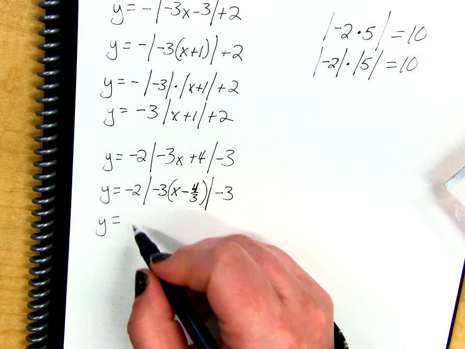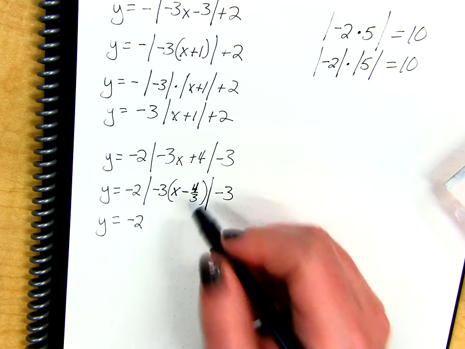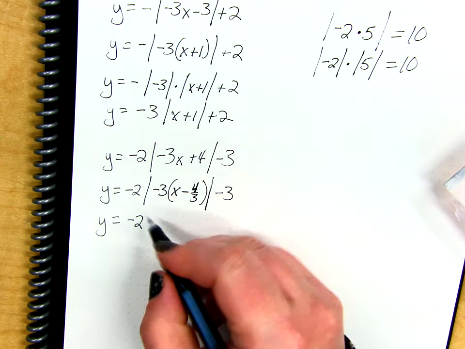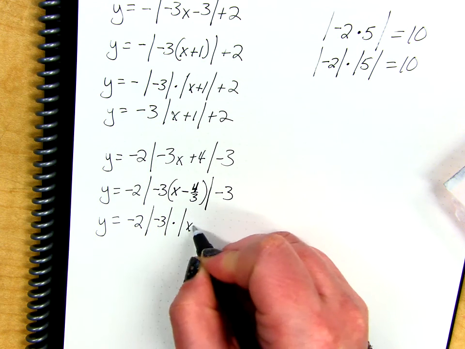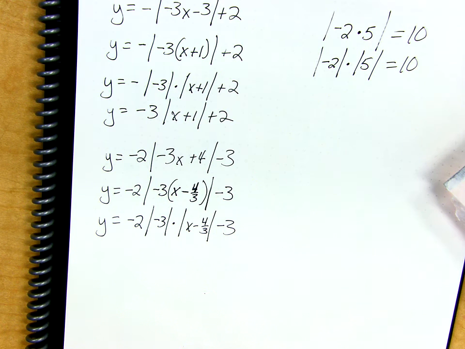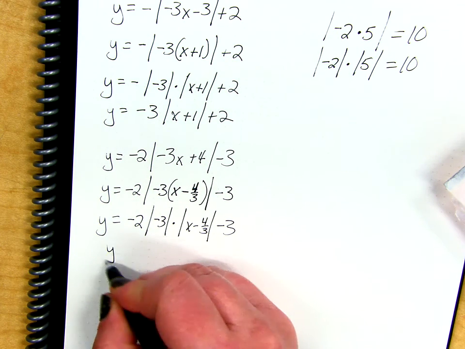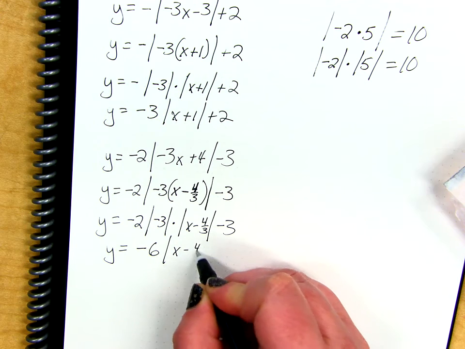So now I can do that thing where I split these up. I still have this negative 2 just coming down, but now my absolute value is going to split into two absolute values. So I'll have the absolute value of negative 3, and then the absolute value of x minus 4/3, and then minus 3 on the end. And now we're almost there. I know I can do this. The absolute value of negative 3 is 3, times negative 2 is just... You got it.